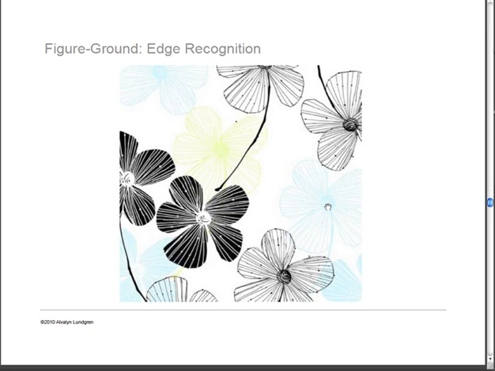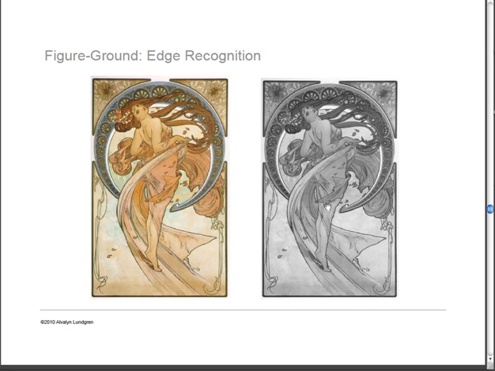We have a foreground plane of black, we have a middle ground plane of the blue and the yellow-green, and then we have a background plane of the white. Edge recognition is not a matter of chromatic change, different colors. It's a matter of lightness and darkness.